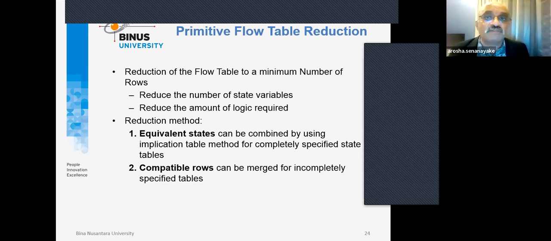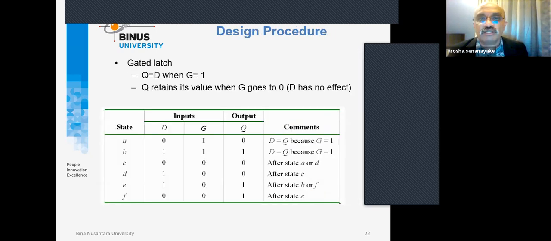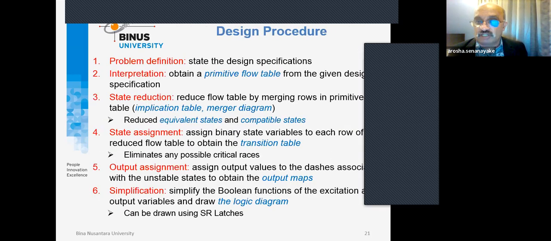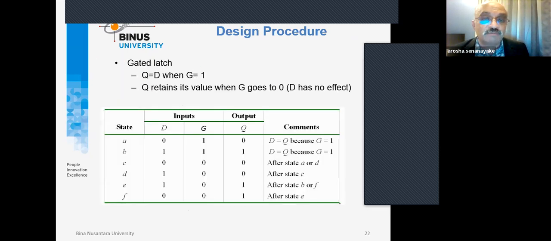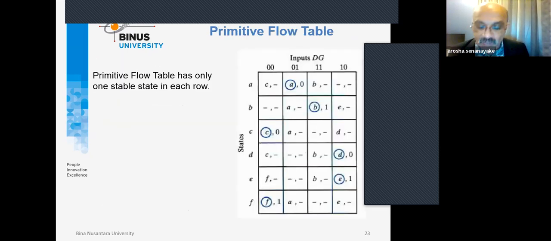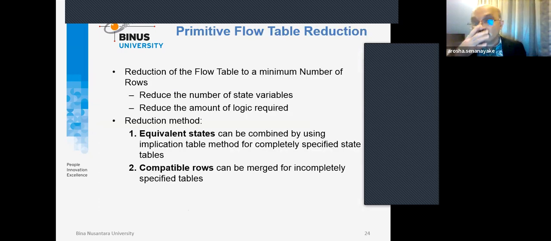Once we get the primitive flow table, the next step will be how to reduce the number of rows. As you can see, the expectation of state reduction is to reduce the flow table by merging rows in the primitive flow table. Let's assume you have already filled all of them. So how to reduce this? The expectation is to reduce the number of rows, and thereby the number of state variables, and the amount of logic required.